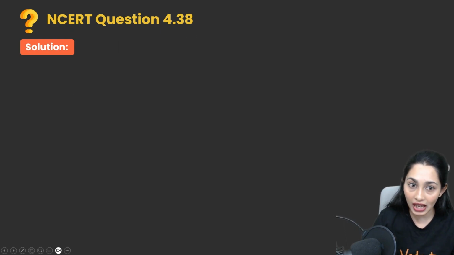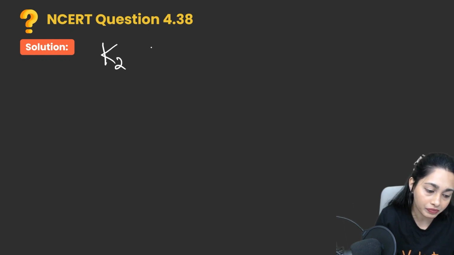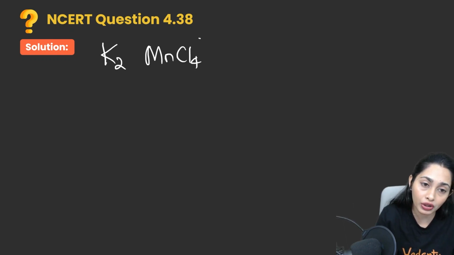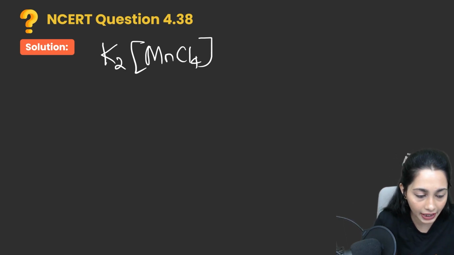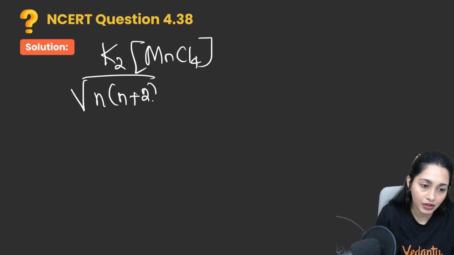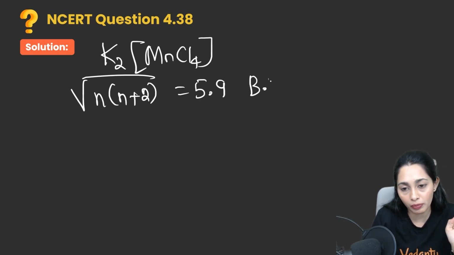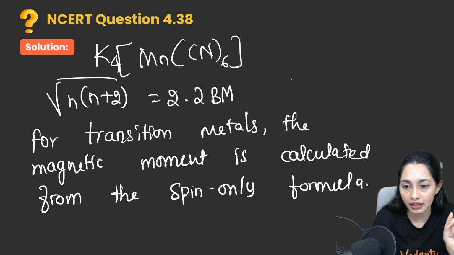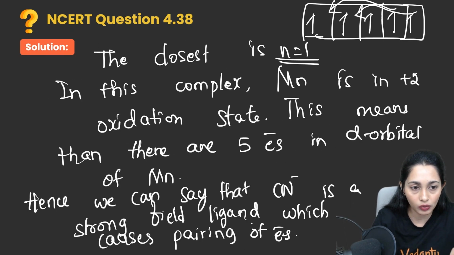It's done. We have another complex. So which is the other complex? K2MnCl4. Here chloride ions are the ligand. Okay. And the magnetic moment value is given here, not approximately, but they have given the value 5.9 Bohr magneton. Okay. Let's go back where we had calculated. So it is this value. So n is equal to 5.